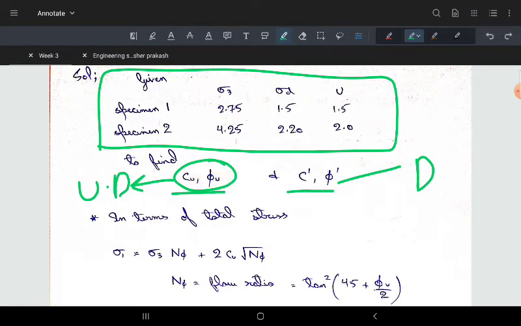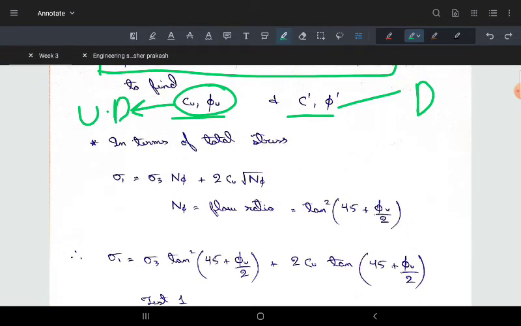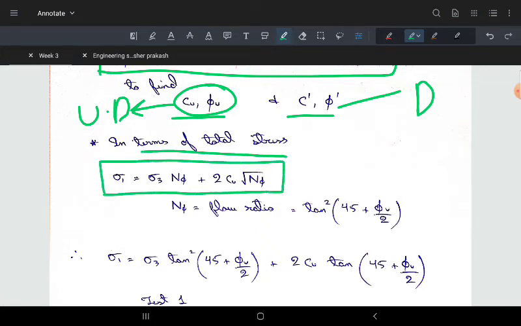In terms of total stress, this is another very important equation. Sigma 1 is equal to sigma 3 N phi plus twice Cu root of N phi. Here N phi is the flow ratio. It is equal to tan square of 45 plus phi u by 2.